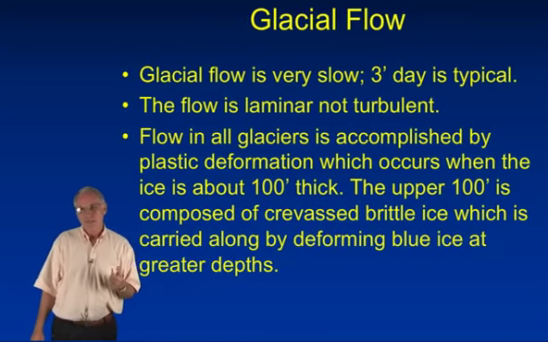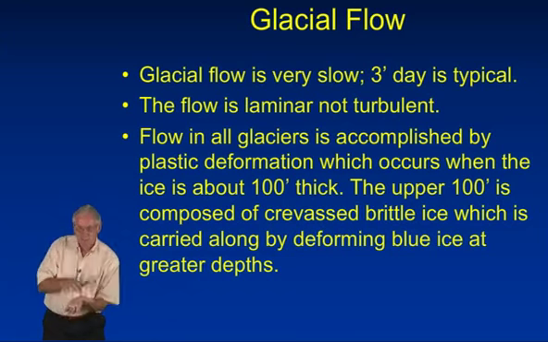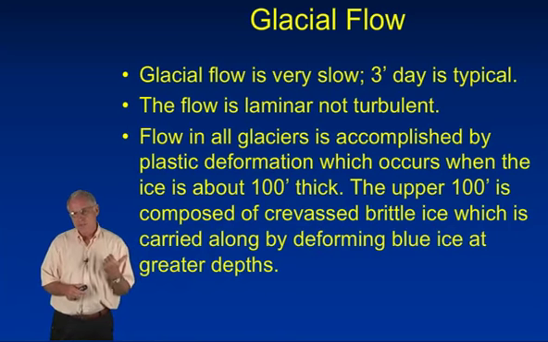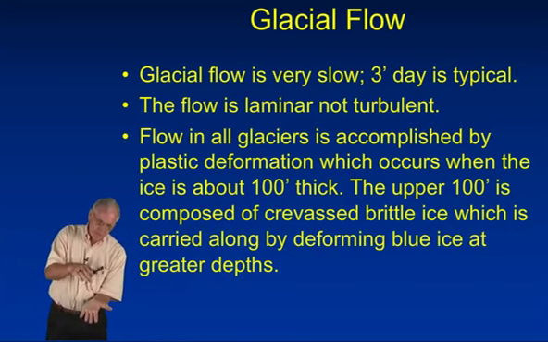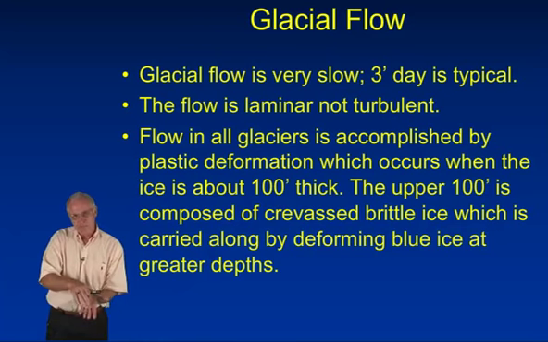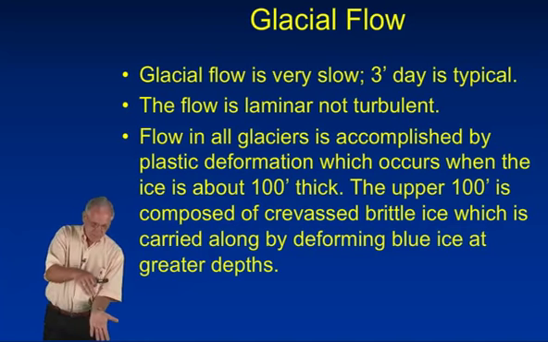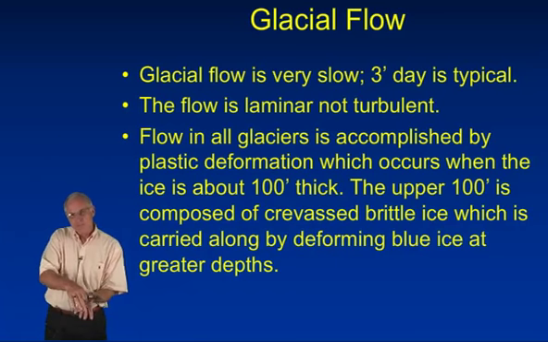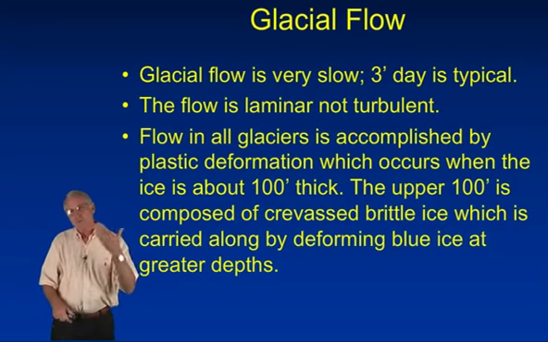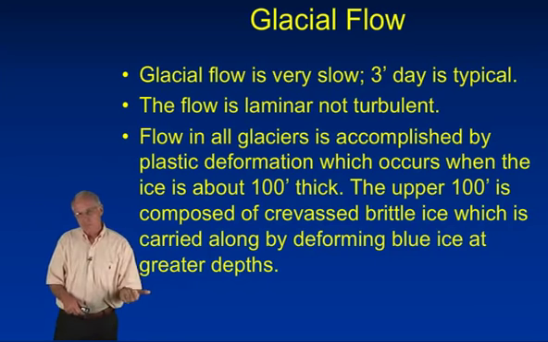The flow itself is very slow. Three feet a day is typical. It's laminar, as I mentioned. Sheets of ice are sliding along; they're not mixing with each other. All glaciers flow by plastic deformation, and this occurs when the ice is about 100 feet thick or so. That thick ice eventually causes the lower layers of ice to begin deforming in response to the shear stress, and the deformation is plastic. It's a permanent deformation as the ice flows under the influence of gravity downslope from the zone of accumulation to the zone of ablation.